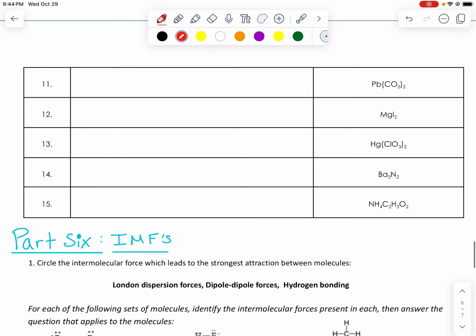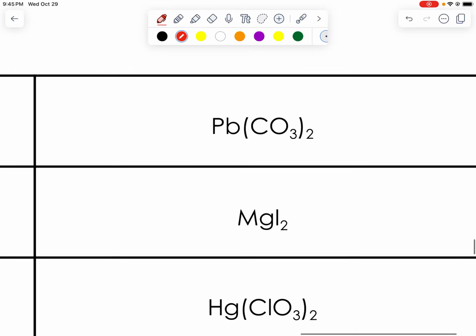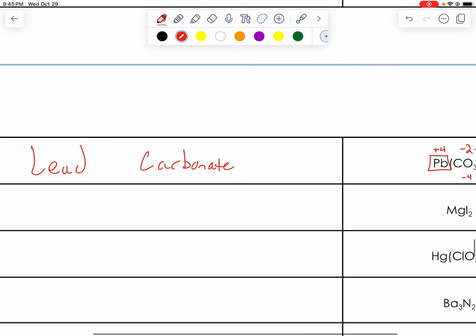All right, last 5. Pb is lead. CO3 is carbonate. But lead does need a Roman numeral, so let's look. Carbonate has a -2 charge. There's 2 of them, so the overall charge is -4. I only have 1 lead, so its charge has to be +4 to cancel out that -4. Lead 4 carbonate.